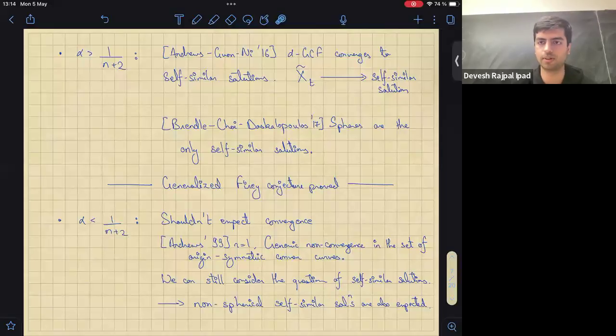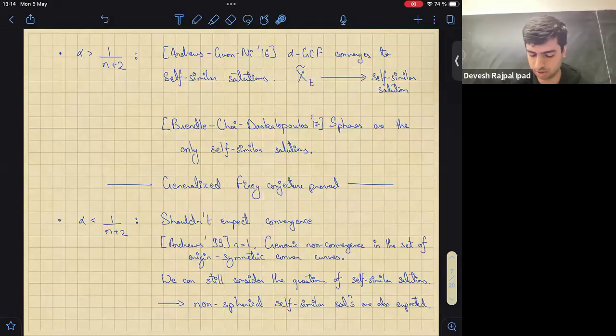Okay, now moving on to higher powers, alpha bigger than 1 over n plus 2. The expectation was that this flow will also converge to a sphere. And it was proved in two parts. First, Andrews, Guan, and Ni proved that the alpha-GCF converges to self-similar solutions, and by this again I mean the rescaled flow, so X_t tilde converges to a self-similar solution. Next comes the task of finding out what those self-similar solutions are. And this was done by Brendle, Choi, Daskalopoulos: spheres are the only self-similar solutions.